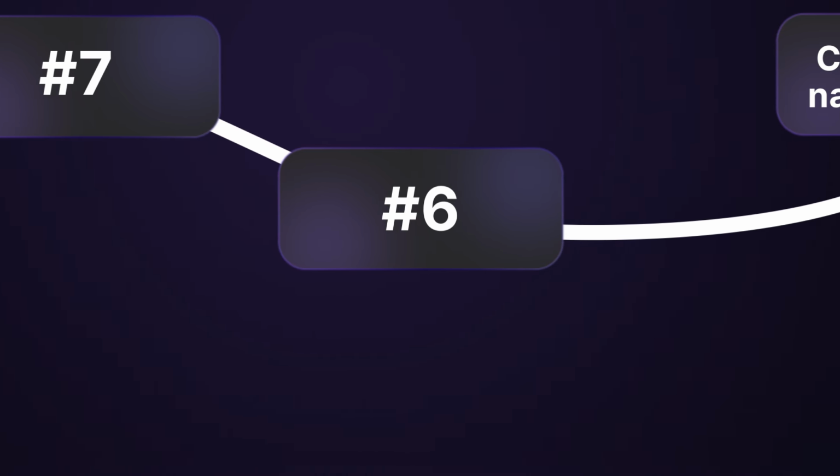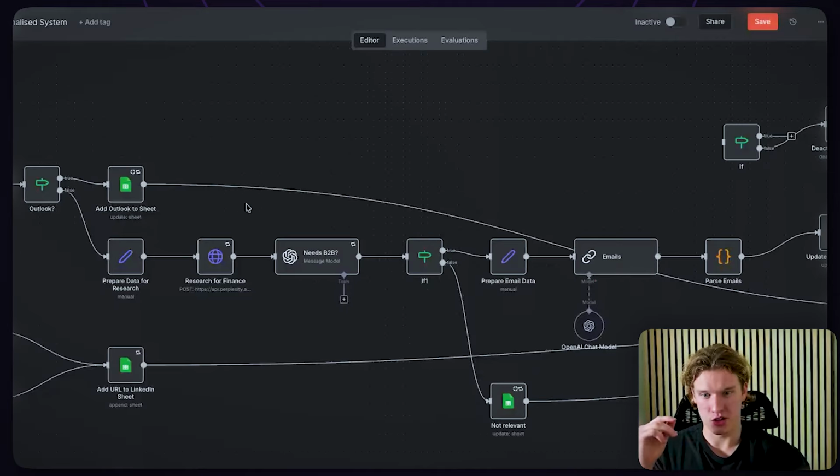So the next one is AI lead filtering. There's going to be times when leads or prospects slip through the cracks and are people you should not be reaching out to. I use an AI step to filter the leads to make sure that it's the right person. So I'll show you what I mean.